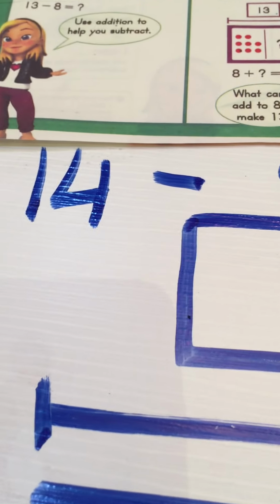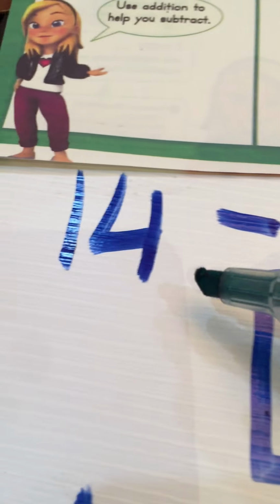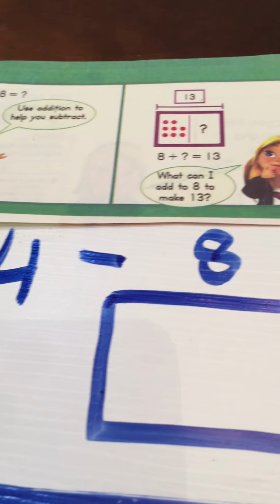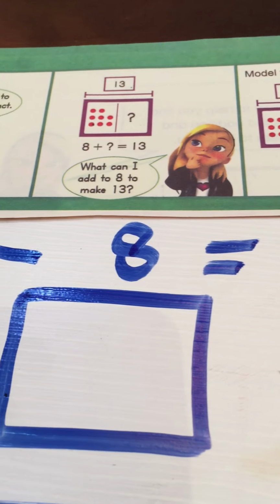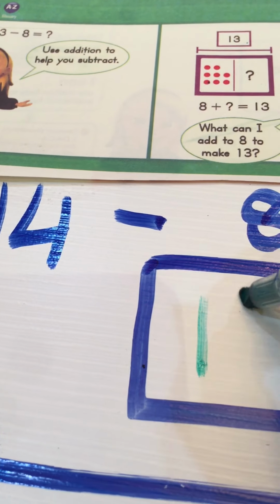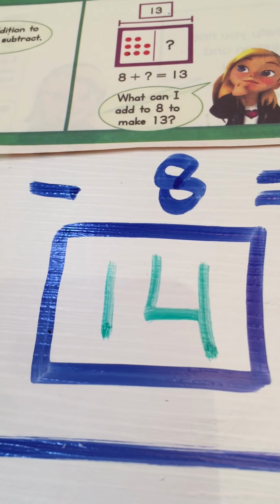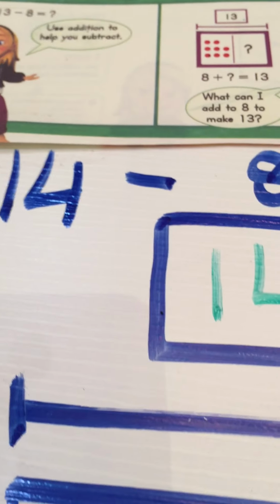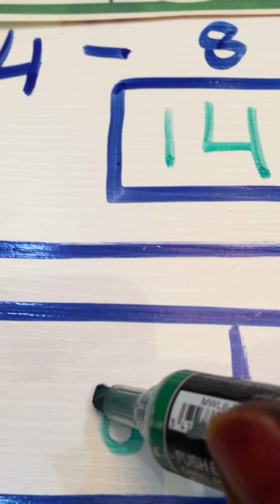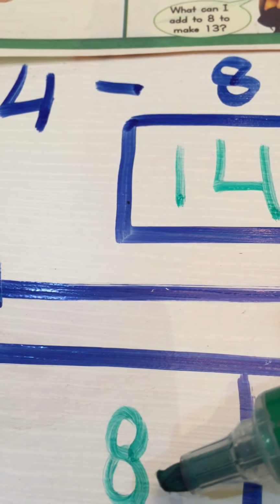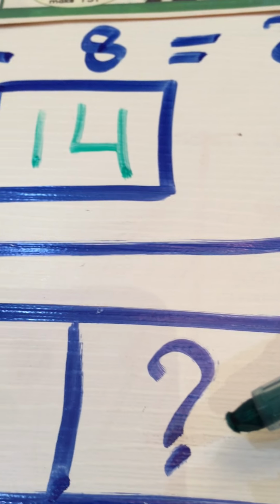Another example to make it clear. Here I have 14 minus 8. So 14 minus 8 equals a missing number. I don't know that number. I have the whole, so I can put the whole here. The whole is 14, so I put the 14 here. Then I have another part, 8, so I put the 8 here. I have 14 and I have 8, but I have a missing number to get the answer for 14 minus 8.